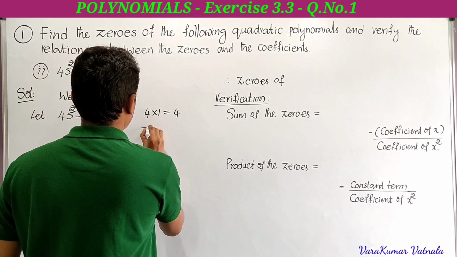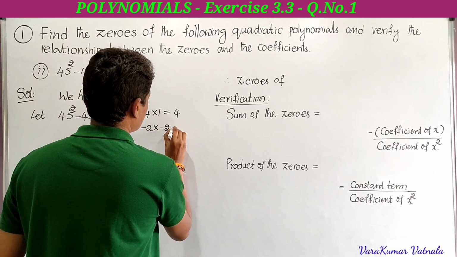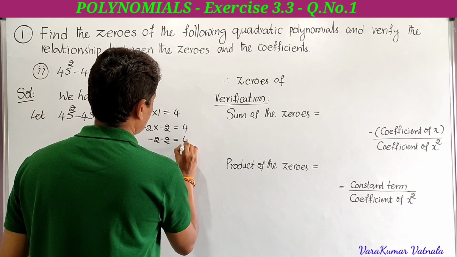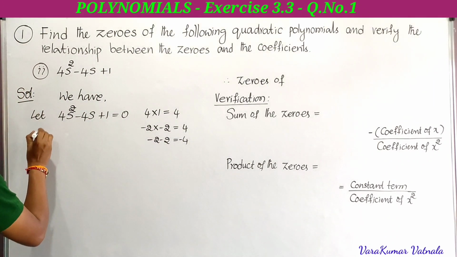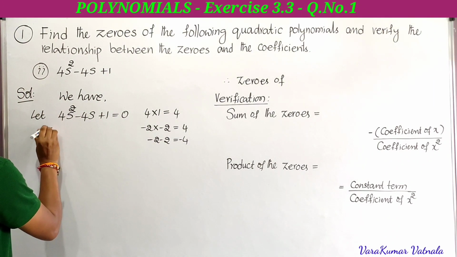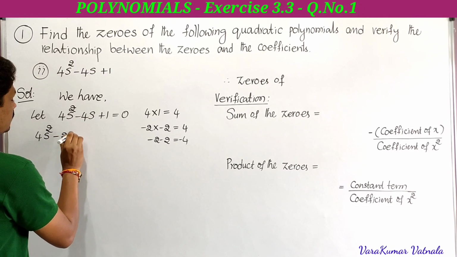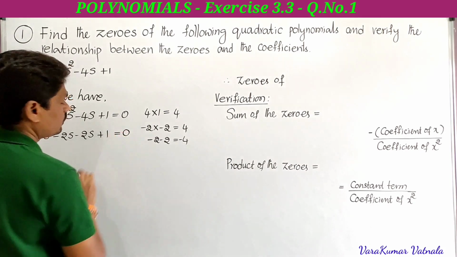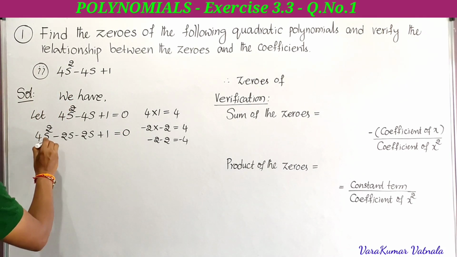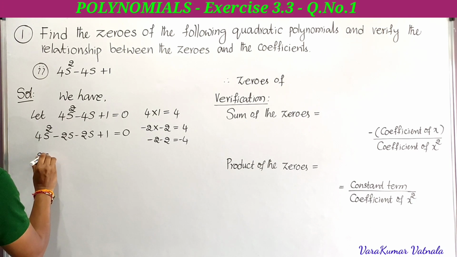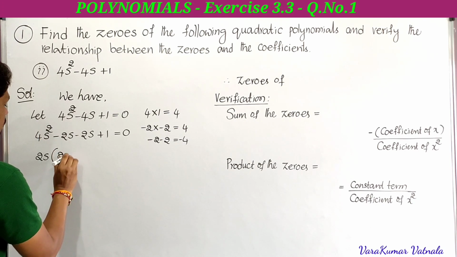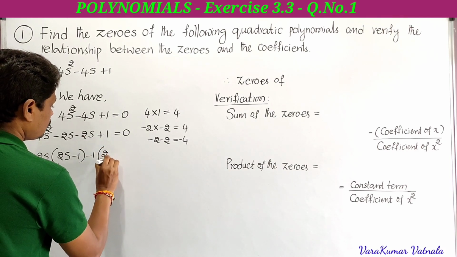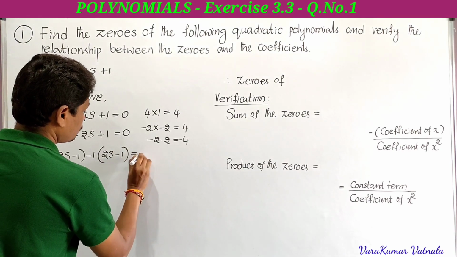Here we have to take minus 2 into minus 2 is equal to plus 4. Minus 2 plus minus 2 is equal to minus 4. So now we can write 4s square as usual, but this minus 4s can be written as minus 2s minus 2s plus 1 equals to 0. So now in these two, 2s is common, so take 2s as common. So again 2s will be 2s minus 1. In these two, minus 1 is common, again 2s minus 1 is equal to 0.